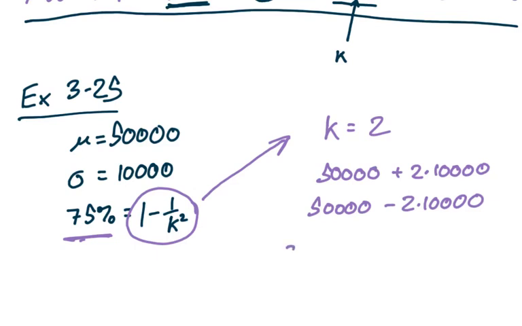And so that range is going to be from $30,000 to $70,000. That's our crude estimate for the price range, where at least 3/4, at least 75% of the home prices are going to be within this range.